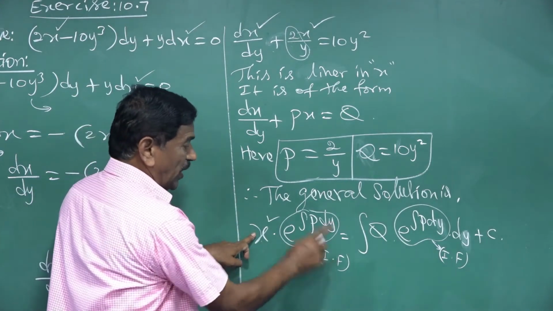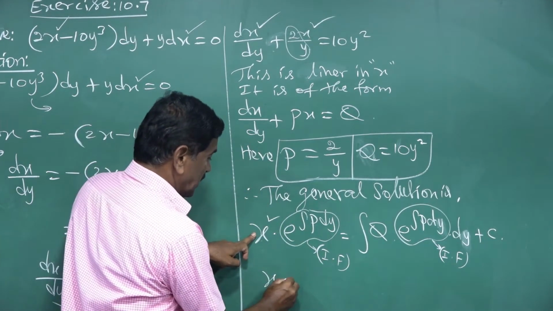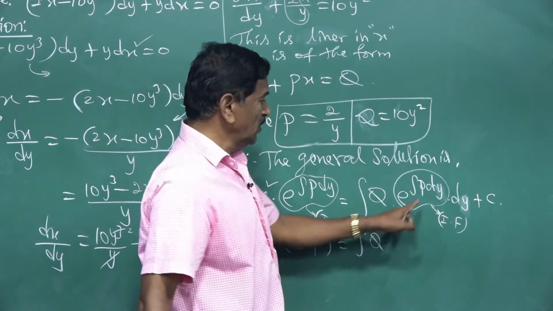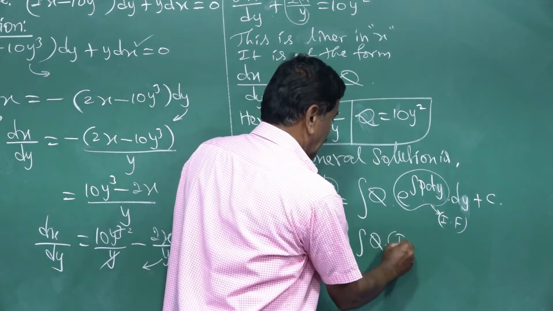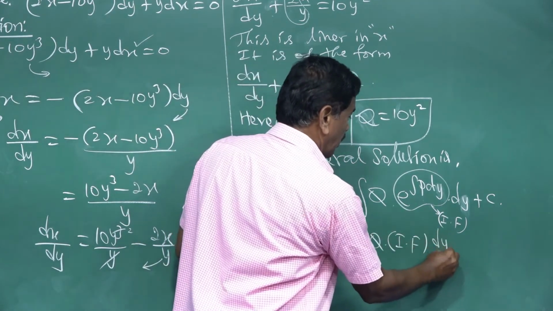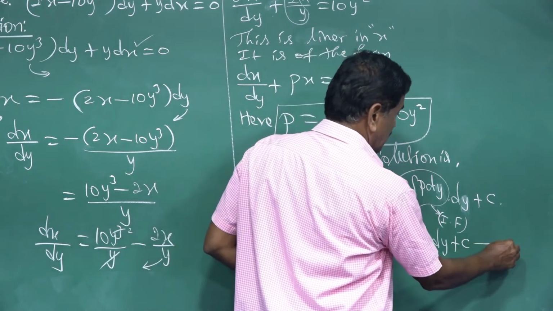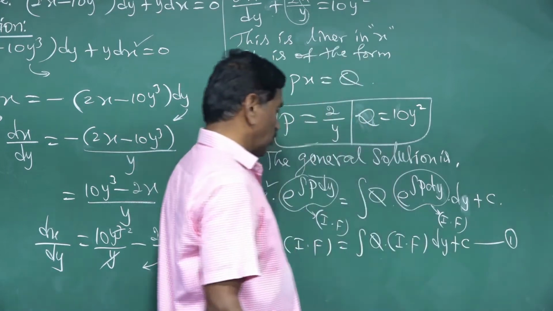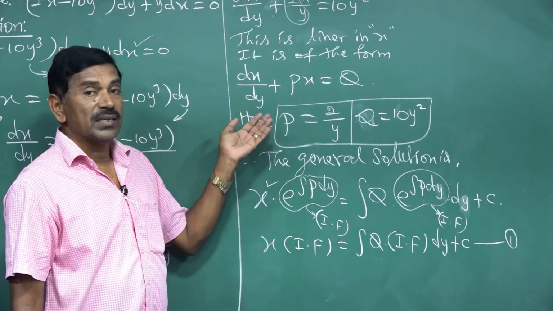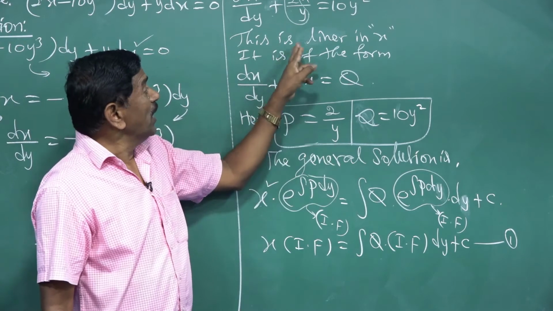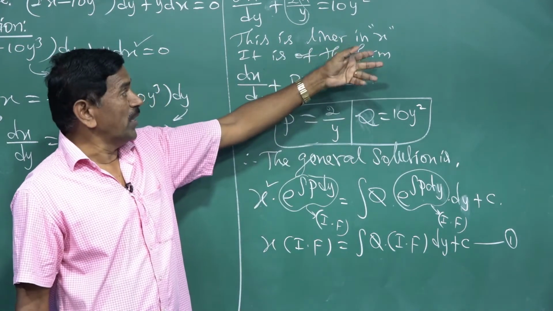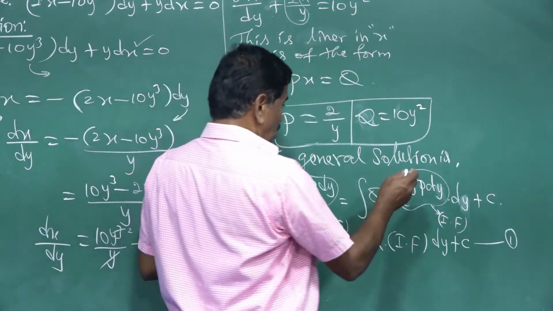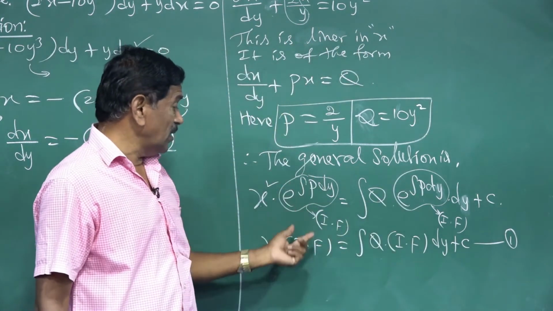x into the integrating factor is equal to the integral of Q into the integrating factor into dy, plus a constant c, which is equal to number 1. There is no name given, so let it be number 1. Listen, the question before was the third question, linear in y, which we completed already. Now it is the second model, linear in x. That's all.